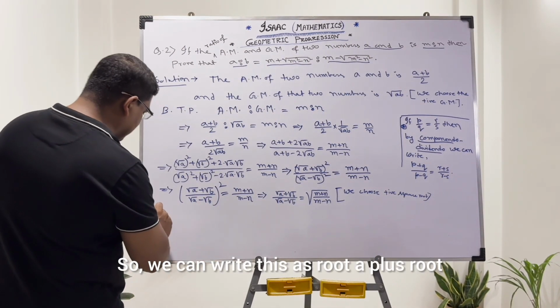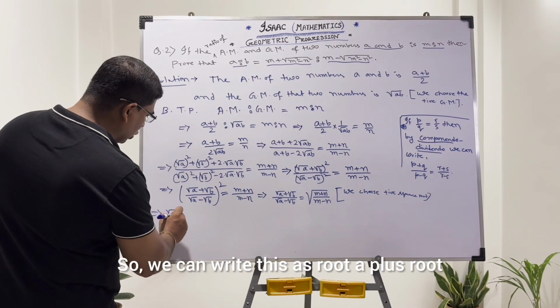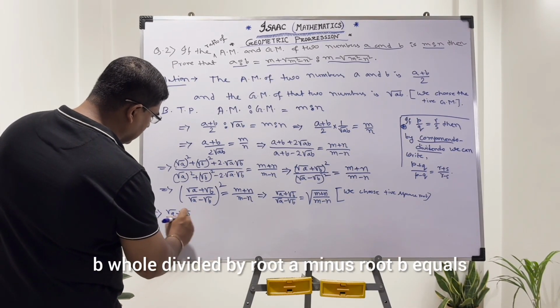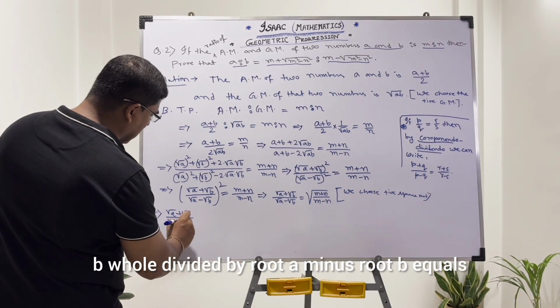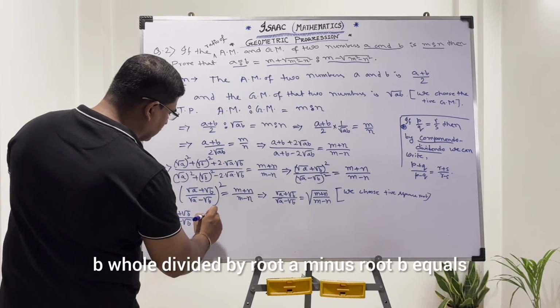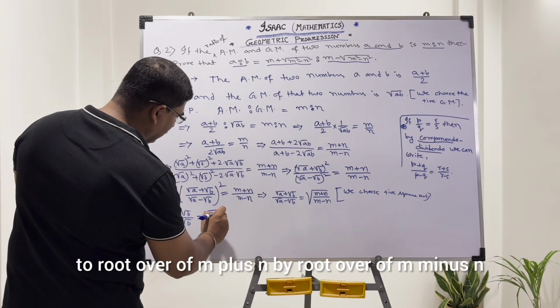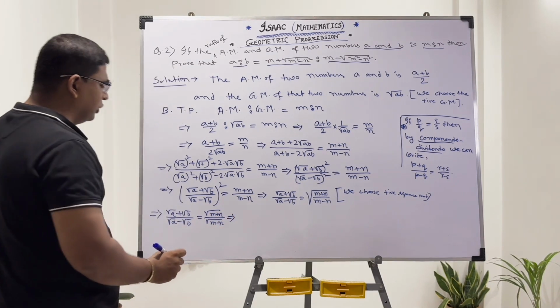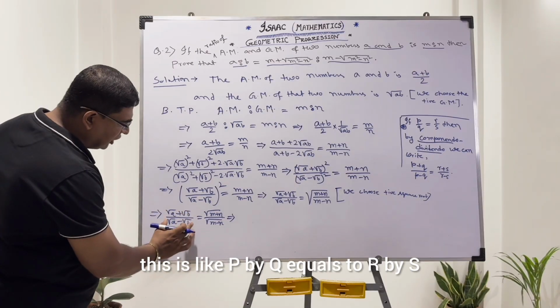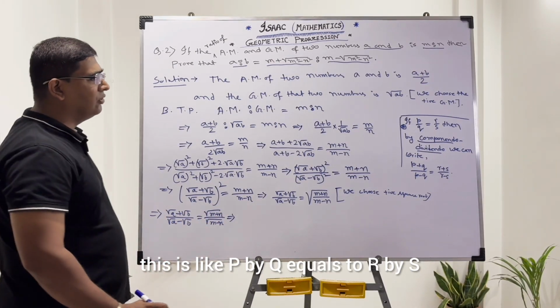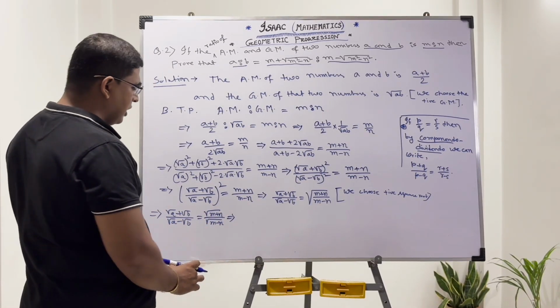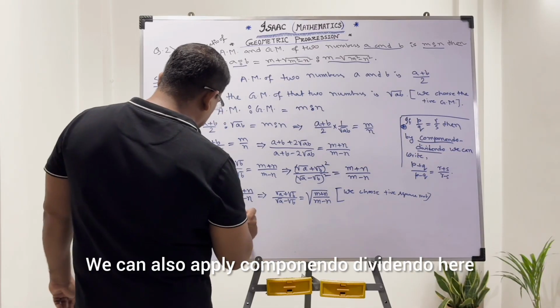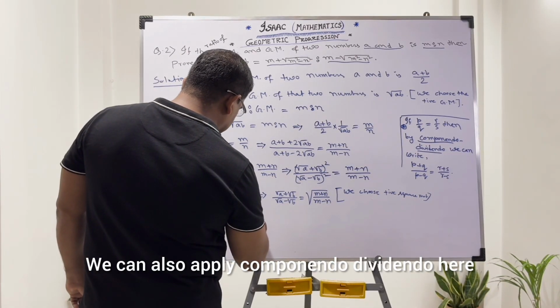So we can write this as (root a plus root b) whole divided by (root a minus root b) equals root of (m plus n) by root of (m minus n). Now this is like p by q equals r by s. We can also apply componendo dividendo here.